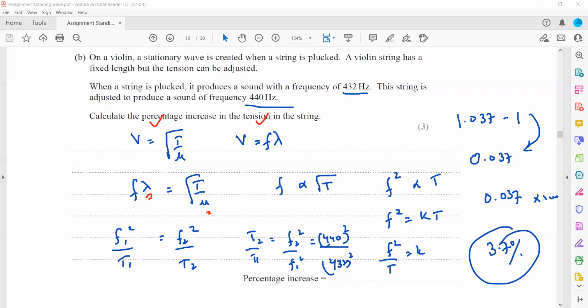Then we are finding a ratio between T1 and T2. If the ratio between T1 and T2 is 1.037, originally it should be 1, because if it does not change, the ratio will be 1. It changes, it is 1.037. So how much is the change in the ratio? That is 0.037 or 3.7%.